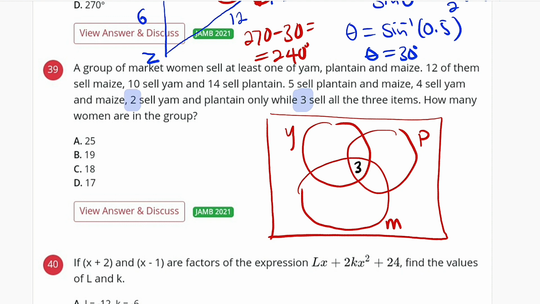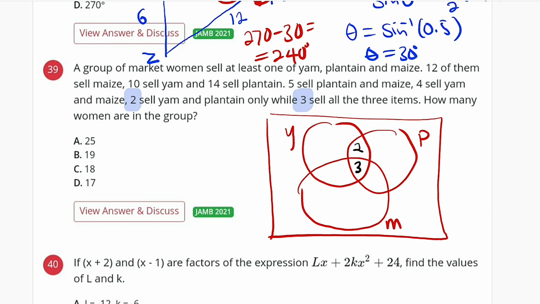You can see we have another number here too. And these 2 sell yam and plantain only. This word "only" is very important. So let's look for yam and plantain. Yam and plantain, look at them here. So in the intersection between them, we write 2 because it's stated "only".